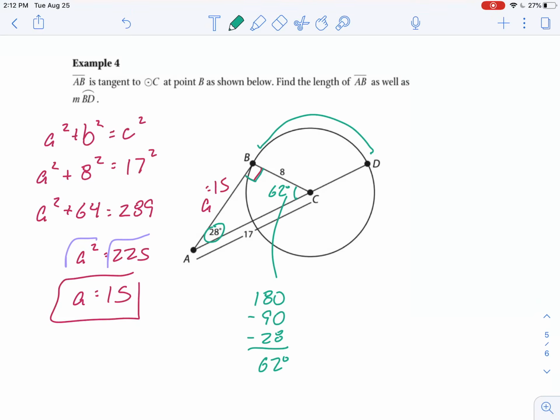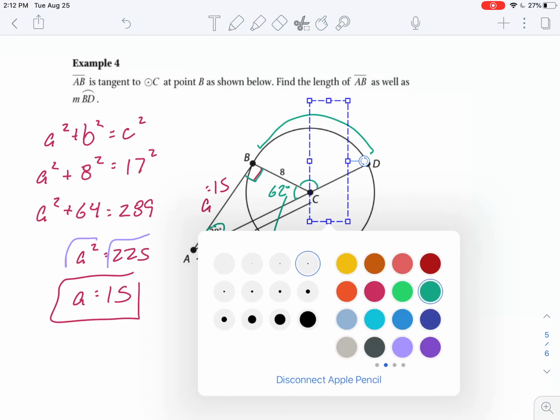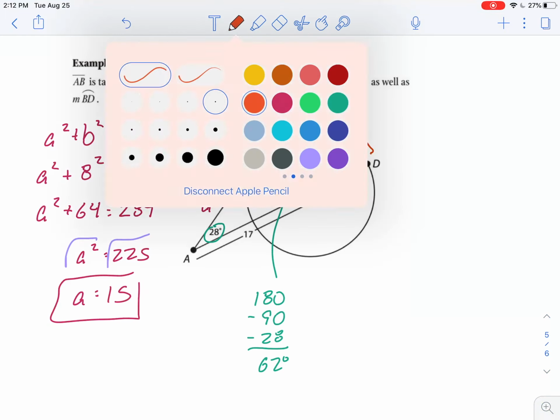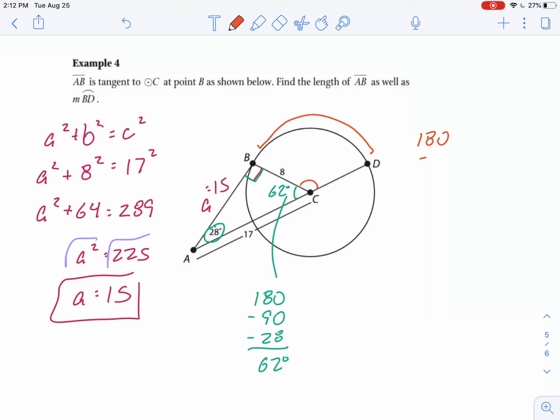Now, the measure of arc BD subtends the central angle, therefore it has the same measure as that central angle. Let's go orange here. So I know that the measure of my central angle is 180 minus that 62, because these lie along the diameter, which is half a circle. 180 minus 62 is 118. So this arc is also 118 degrees.